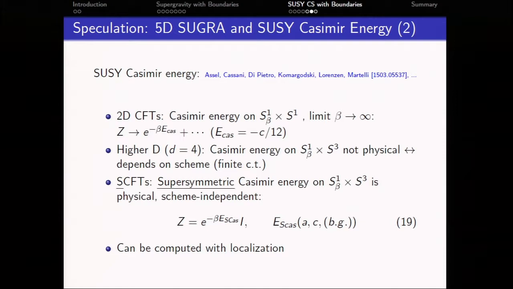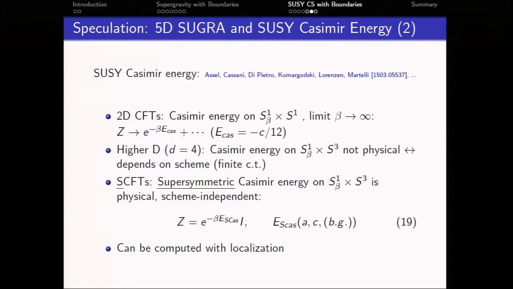If you look at higher dimensions, you might think to introduce a Casimir energy in a similar way on S1 cross S3, a higher-dimensional cylinder. But this is not physical, in the sense that you can show this Casimir energy depends on your particular renormalization scheme. There are certain finite counterterms that you can introduce in your CFT that will just change it.